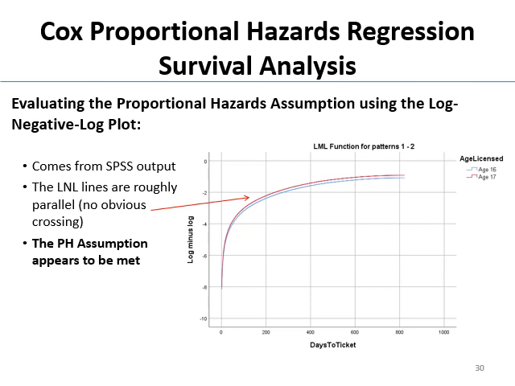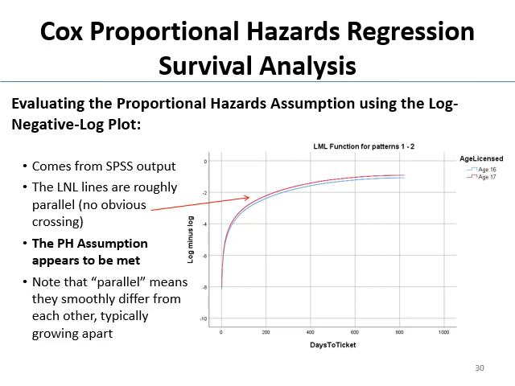So again, the two lines never crisscross each other. They just stay constant over time after the initial couple of days. This is consistent with "parallel" in quotes. So parallel means that they smoothly differ from each other. They typically do grow apart a little bit.